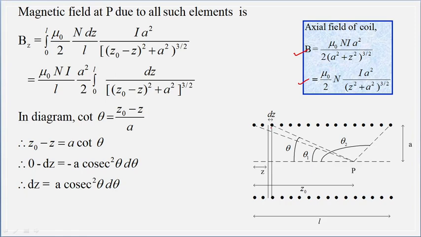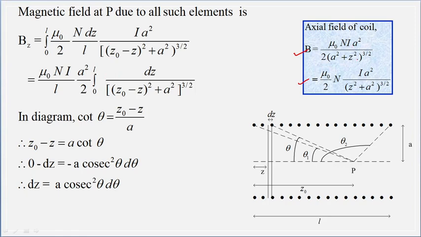Integrate means add the magnetic field due to each and every element from this end to the other end. So to find the magnetic field at a point P due to the full solenoid, you have to add the magnetic field due to each and every element which we considered from this end to the other end, and we integrate it from 0 to L. So this end is at 0, the other end is at L. But what is the magnetic field of that element?